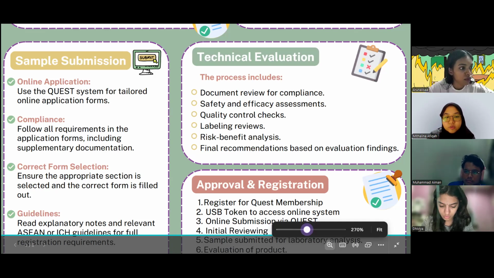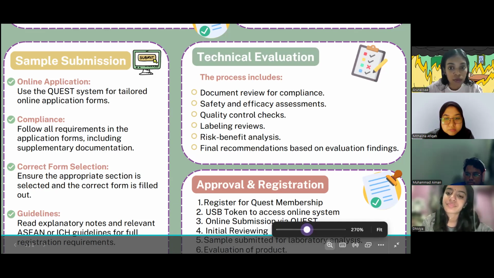And then for labeling reviews, the product labeling will be examined to ensure it includes all necessary information such as the usage instructions, warnings, and also the language complies with the local language requirements. And then next is risk-benefit analysis. So NPRA will conduct this analysis in order to determine if the benefits of the product outweigh any risks, considering potential side effects and also available alternatives.